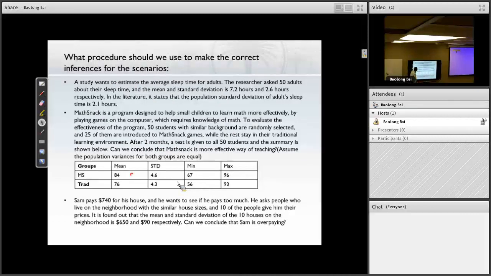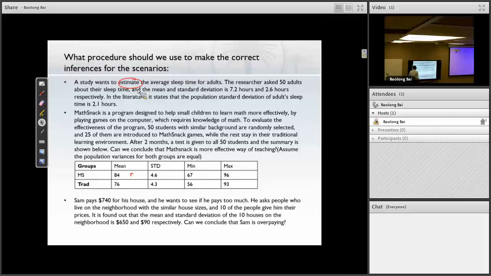Okay. Next one, a study wants to estimate the average sleep time for adults. The researcher asked 50 adults about their sleep time. The mean and standard deviation are 7.2 hours and 2.6 hours for those 50 adults. And in the literature, it states the population standard deviation of sleep time is 2.1 hours. So what kind of procedure do we need to use?